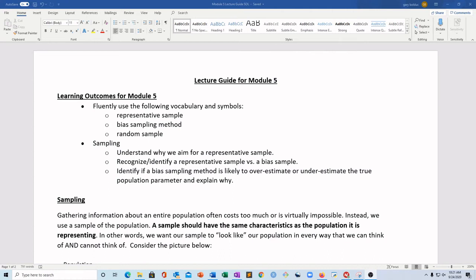In this video we're going to be going over the lecture guide for Module 5. We're going to be talking about the first few vocab words and symbols: representative sample, bias, sampling method, and a random sample. And then in another video we're going to go through example 1 together, just to see what this looks like in an actual example.